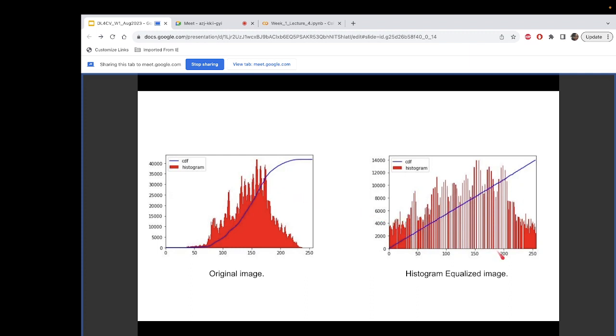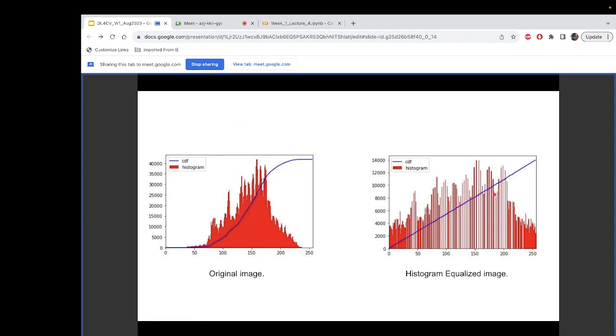And now what you want for the histogram equalized image is, first of all, that they should span the scale from 0 to 255 fully. That is the first requirement. And second, they should be much more uniform, instead of this peaky sort of thing where some have zero values and some have non-zero values.